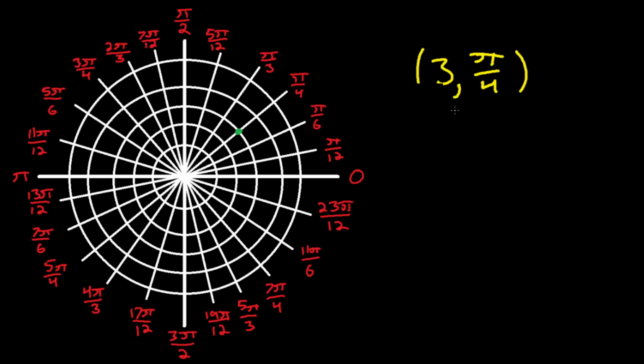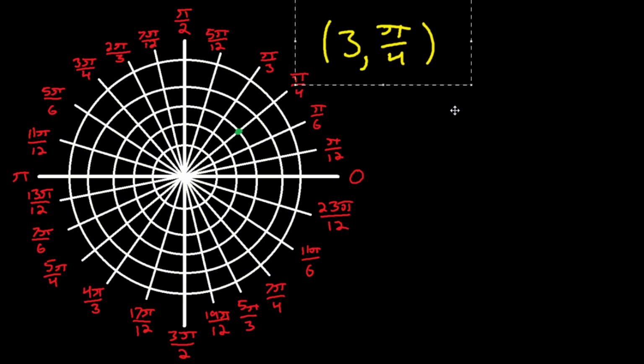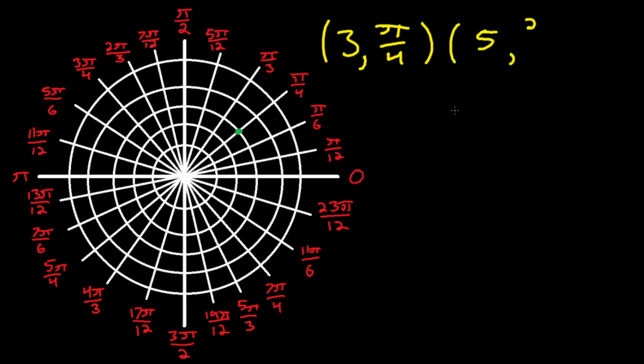Let's go ahead and save that. Let's look at another point. Let's use yellow again. Let's look at, say, 5, 2 pi over 3. Go ahead and try this out yourself. So 5, 2 pi over 3.